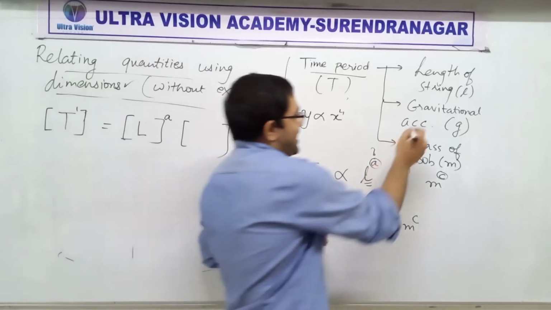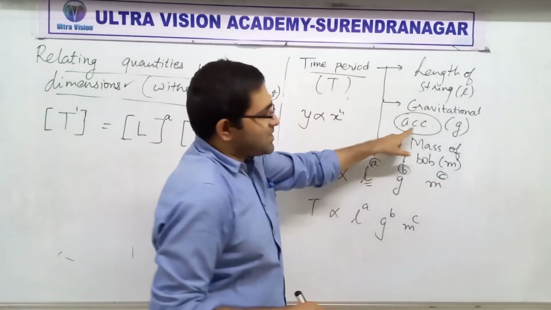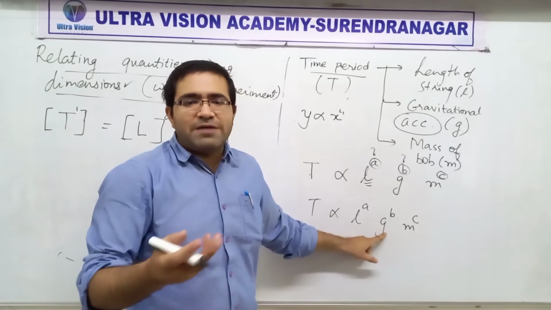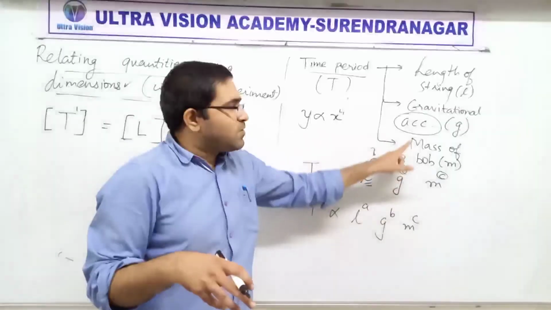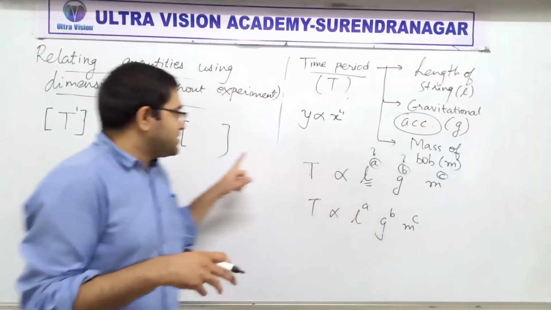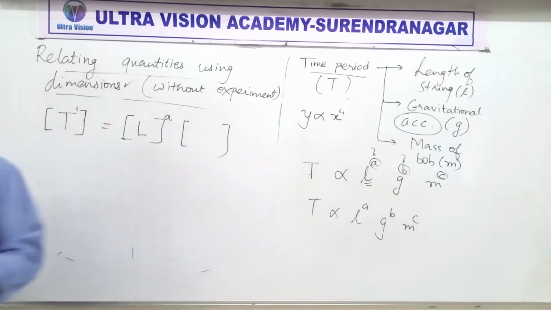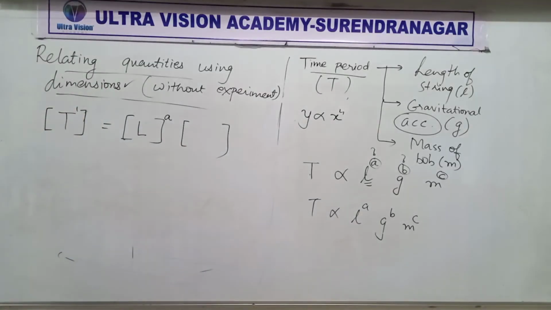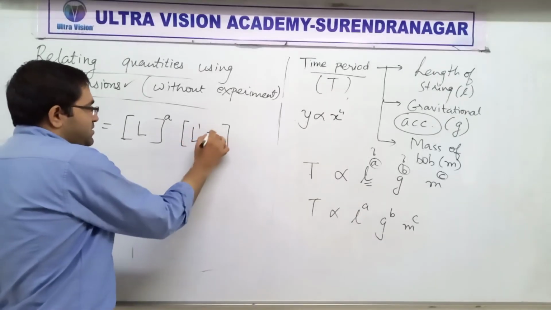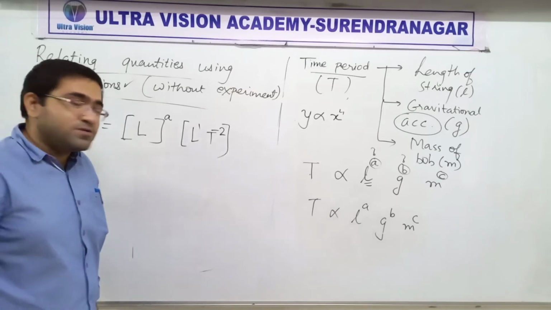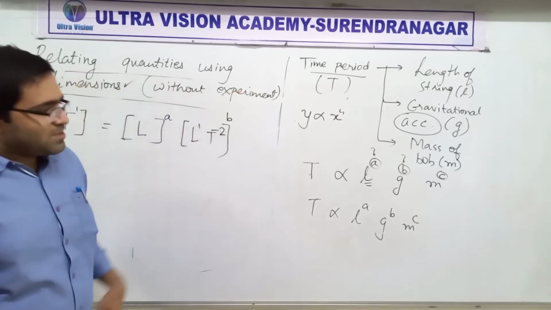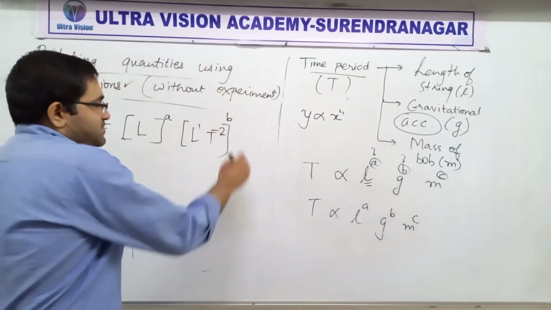g is actually acceleration. What are the dimensions of acceleration? Do you remember? Everyone, I asked you to remember those 10. Can you tell me, everybody, the dimensions of acceleration? L raised to 1, T raised to minus 2. Many of you gave the right answer. Very good. Raised to b. Last one, mass, M. Easy.